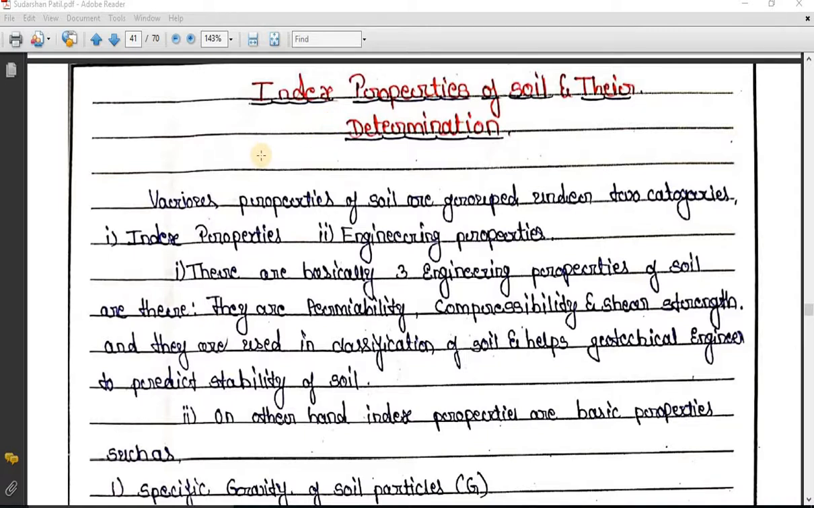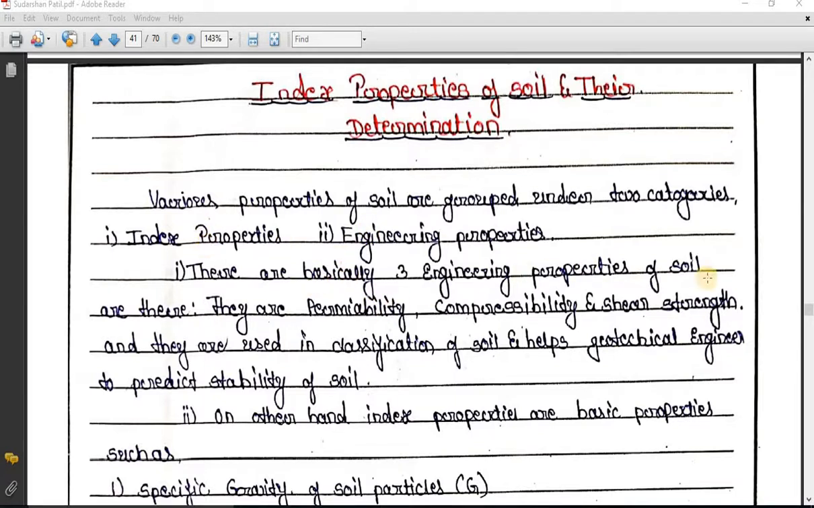You can see various properties of the soils are grouped into two categories. One is index properties, another one is engineering properties. These engineering properties depend entirely upon the index properties. That means if you know the index properties, you can determine the engineering properties. Okay, so we'll move further.